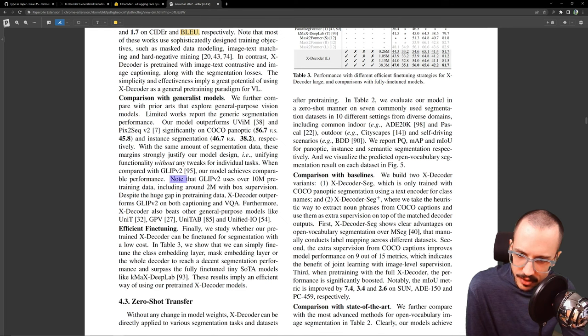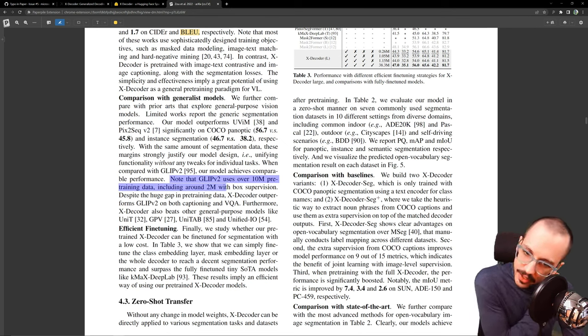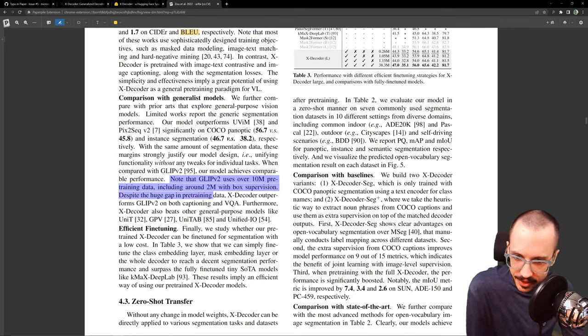Okay, interesting. They compare it to this other one here, Glip, which maybe is a variant that uses Clip. And Glip uses over 10 million pre-training data, including around 2 million with box supervision. Despite the huge gap in pre-training data, X-Decoder outperforms Glip on both captioning and VQA. Part of the reason multiple input modalities are becoming the standard now is that there's more signal in that, right? Training on text and images together gives you a better result than training only on text or only on images.